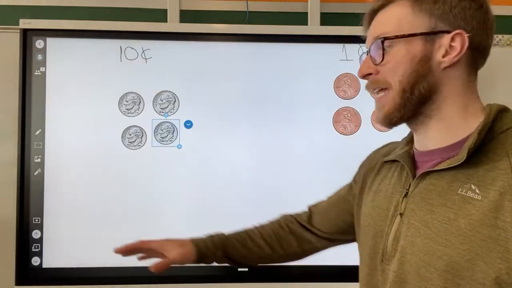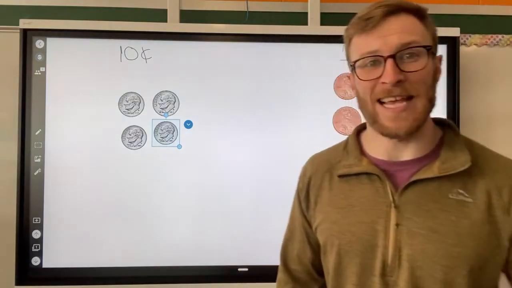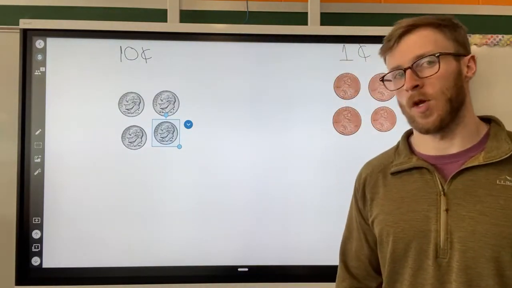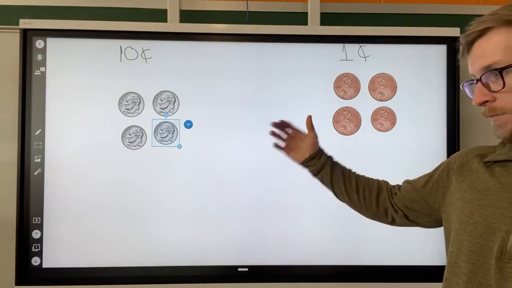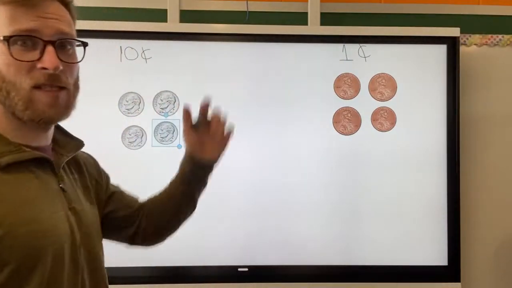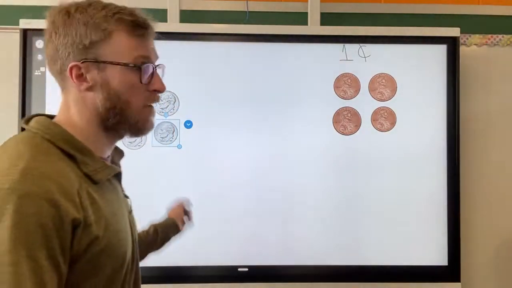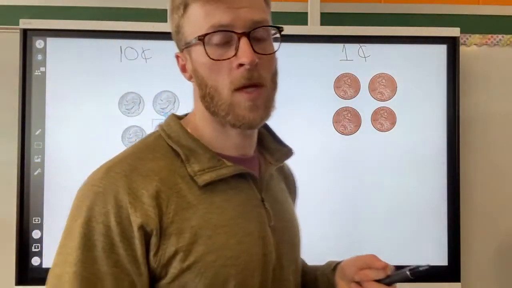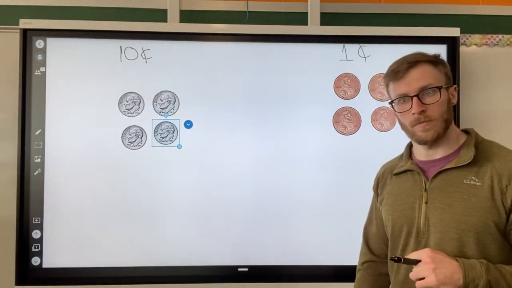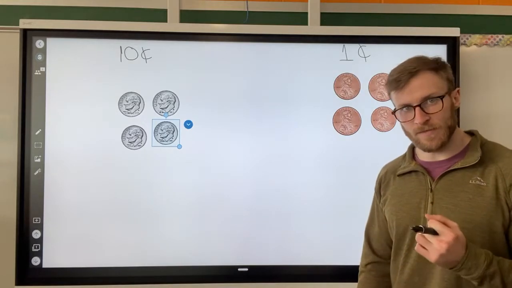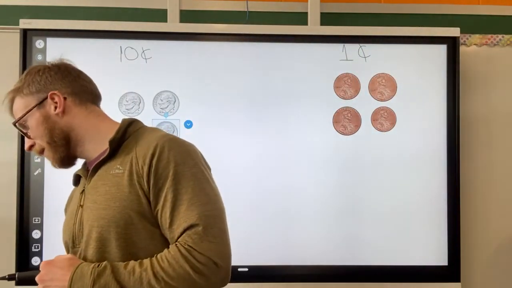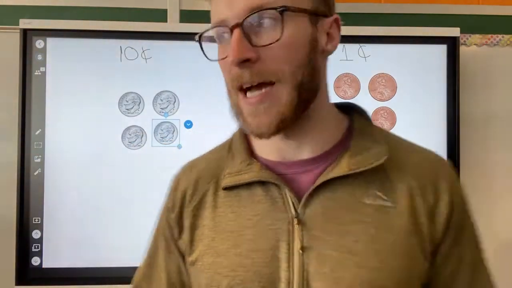So Benny says we have the same amount of money. Is he correct? We need to use this drawing and our words to explain. Benny thinks they have the same amount of money because they each have 4 coins. What do you think? Is he correct? Do they have the same amount? Ready for the answer? Maybe I don't want to give it to you yet.